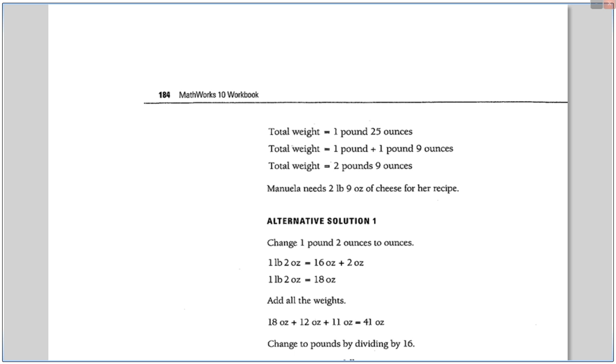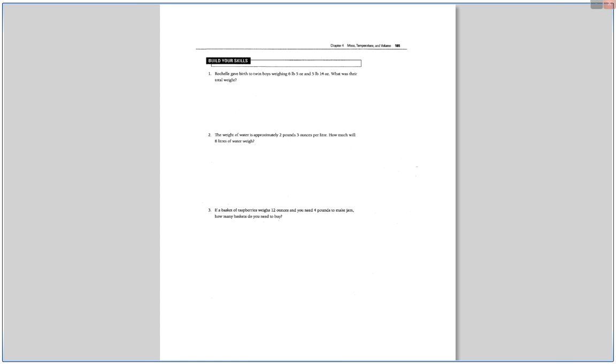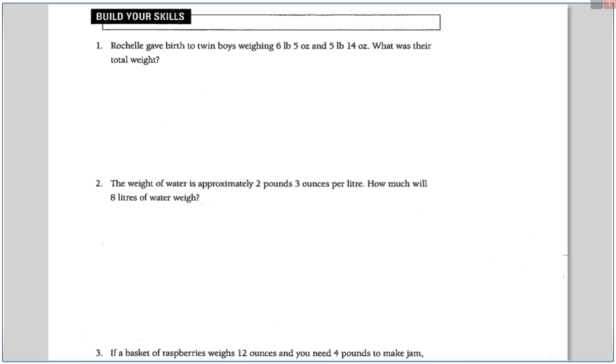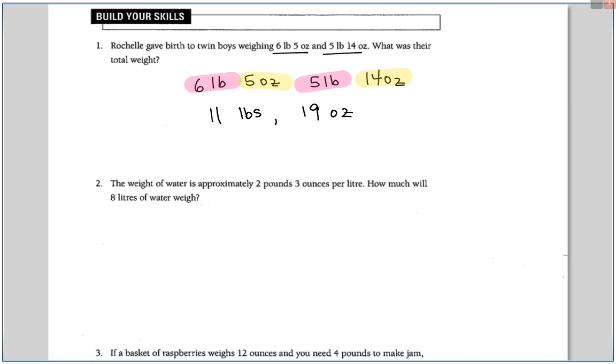Alright, so let's take a look at this. Rochelle's giving birth, and often a baby's weight is given in pounds and ounces, and they want to go total weight here. So just like in the previous lessons, you have to add similar units. You cannot add ounces to pounds, that doesn't make sense. So let me highlight the pounds, add those together, and I'll highlight the ounces, add those together. So 6 and 5 makes 11 pounds, and 5 and 14 makes 19 ounces.